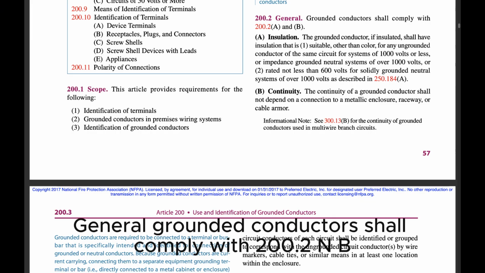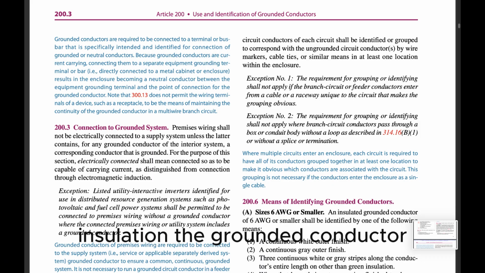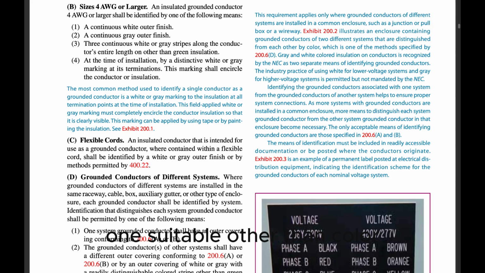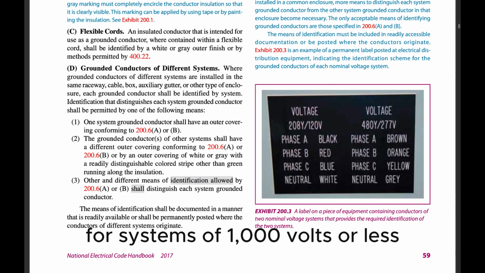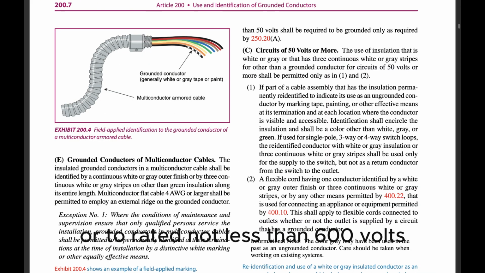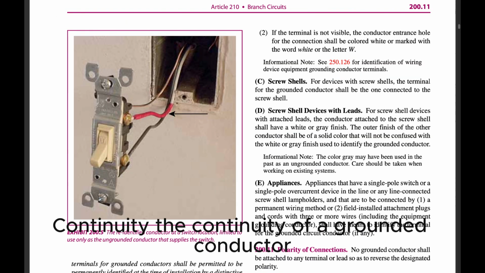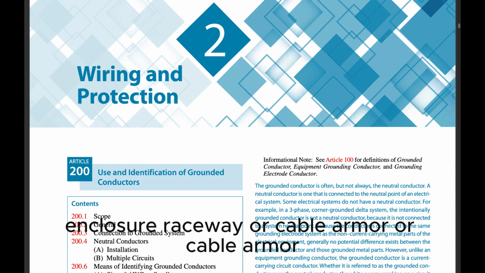200.2 General. Grounded conductors shall comply with 200.2(A) and (B). (A) Insulation. The grounded conductor, if insulated, shall have insulation that is (1) suitable, other than color, for any ungrounded conductor of the same circuit for systems of 1000 volts or less, or impedance grounded neutral systems of over 1000 volts, or (2) rated not less than 600 volts for solidly grounded neutral systems of over 1000 volts as described in 250.184. (B) Continuity. The continuity of a grounded conductor shall not depend on a connection to a metallic enclosure, raceway, or cable armor.